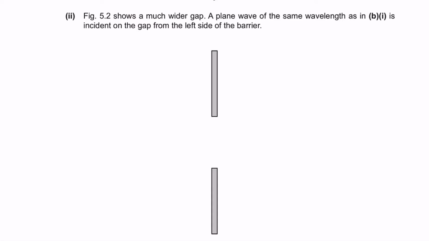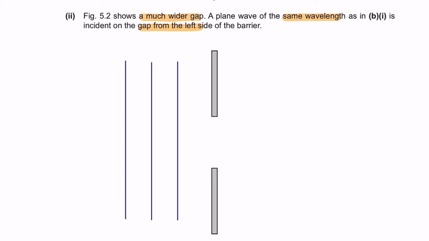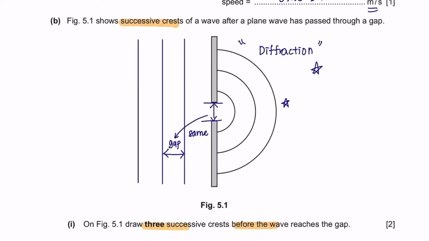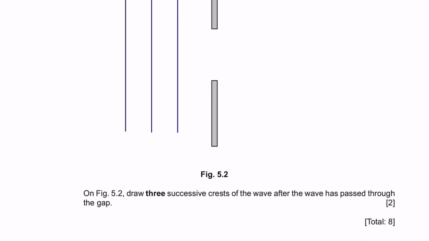Part 2, Figure 5.2 shows a much wider gap. A plane wave of the same wavelength as in B Part 1 is incident on the gap from the left side of the barrier, meaning that we're going to take the same wavelength of the waves from Part 1 and put it on the left here. On Figure 5.2, draw 3 successive crests of the wave after the wave has passed through the gap.